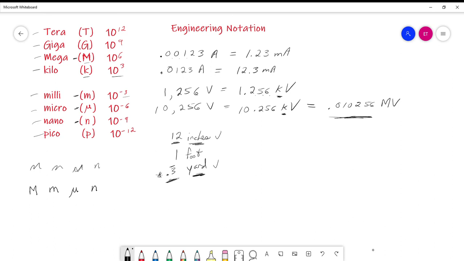But these are all the same number. 10,256 volts is the same as 10.256 kilovolts is the same as 0.010256 megavolts. The metric prefix just keeps track of the real value for you, but this would be the proper one to use for this example. Truly engineering notation, the number itself sits between 1 and 999. Okay.